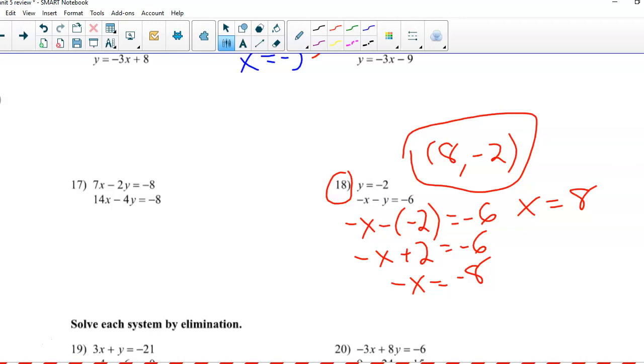There are 8 elimination problems. Would we like to do any of those?